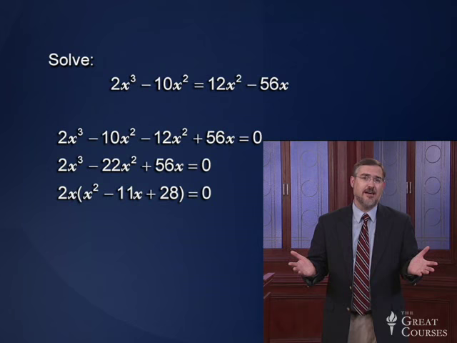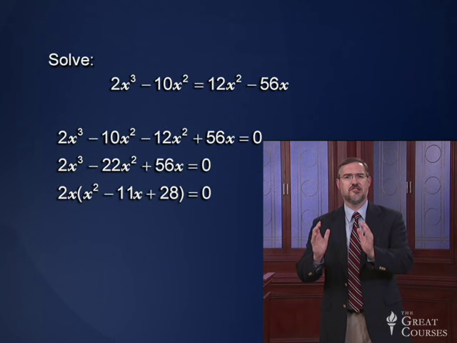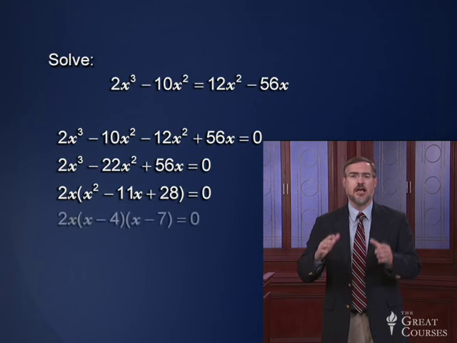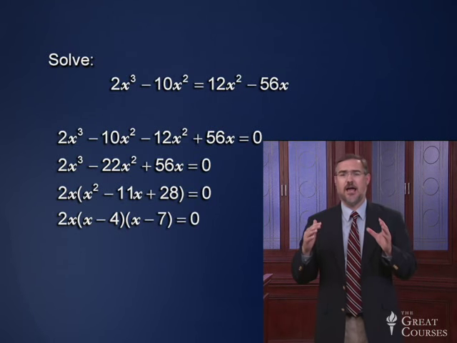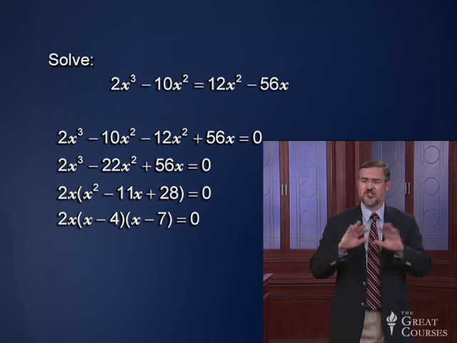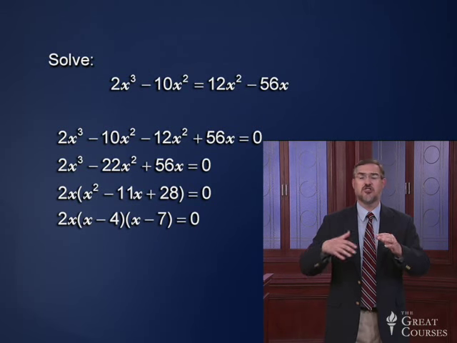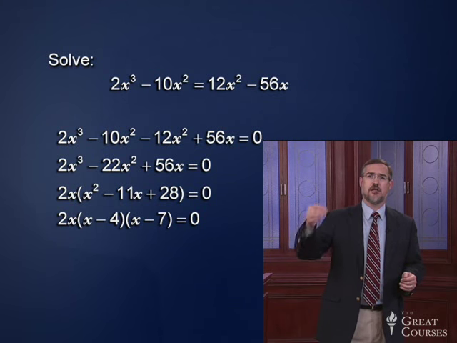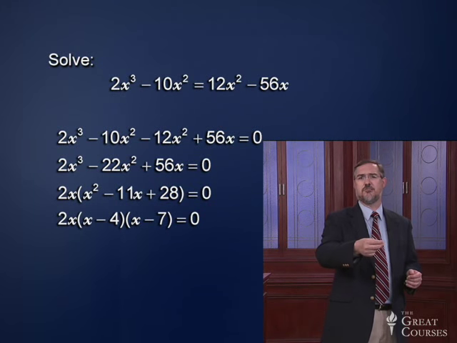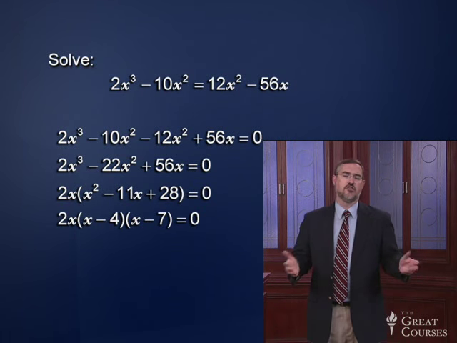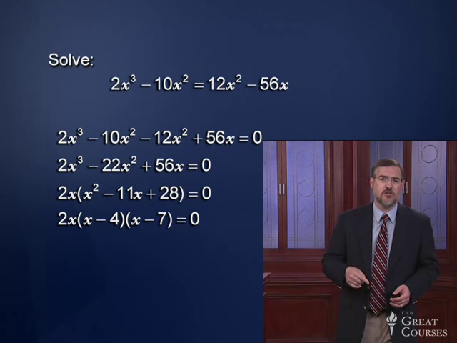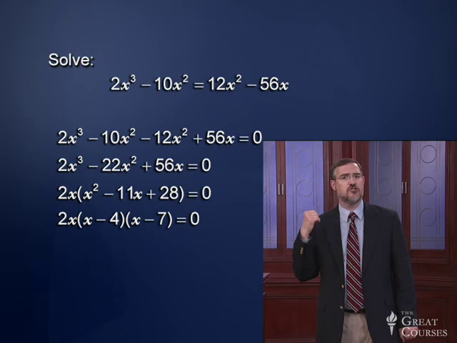Well, we can. That piece inside parentheses is actually equal to x minus 4 times x minus 7. And so my original equation now has been rewritten. It's the same equation, except that it's in a totally different form. It now looks like 2x times x minus 4 times x minus 7 equals 0. So, what are the solutions? If I find the solutions of this equation, I have found the solutions of the original equation.